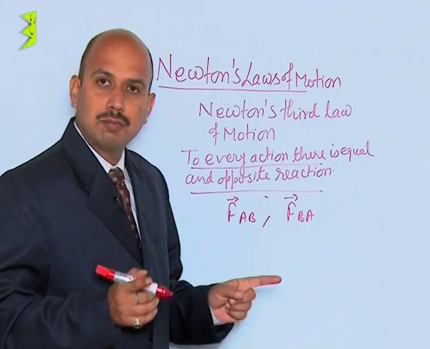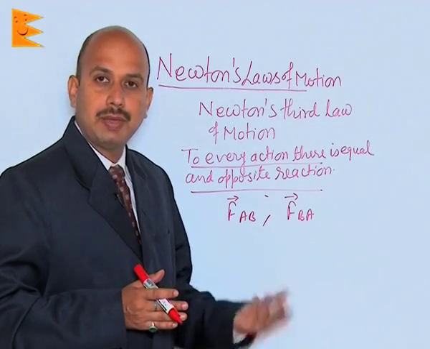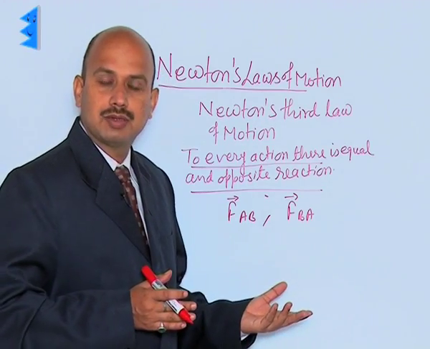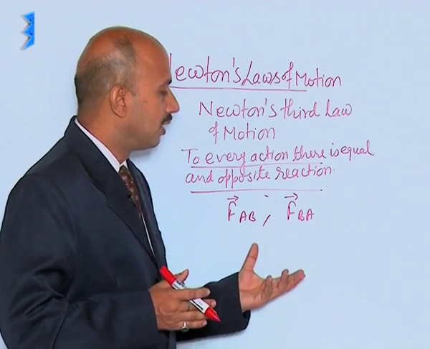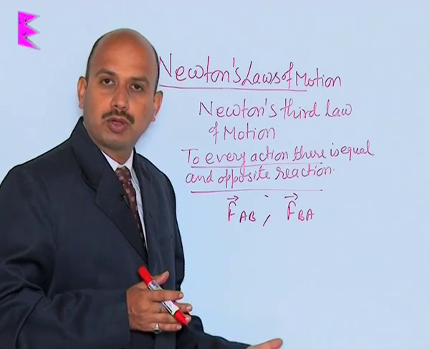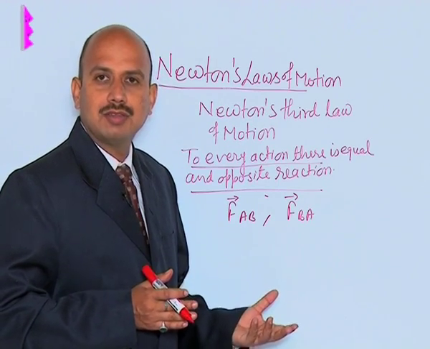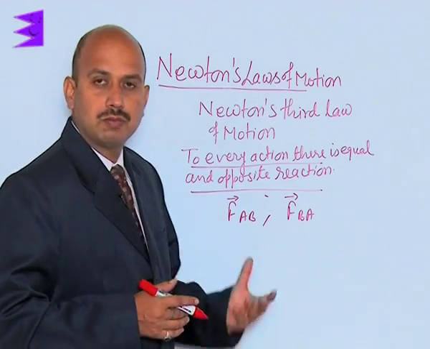They are not acting on the same body, and also the forces always occur in pairs. They are an action and reaction pair. There is no cause and effect relation because both the forces act at the same time on both the bodies. Anyone can be taken as action and anyone can be taken as reaction. So, this is Newton's third law of motion.